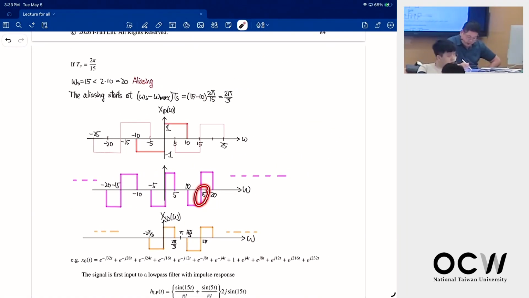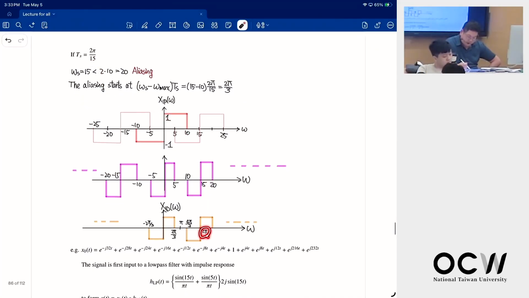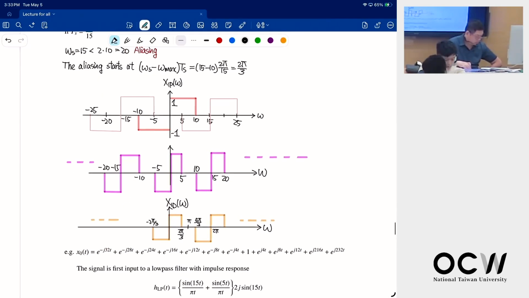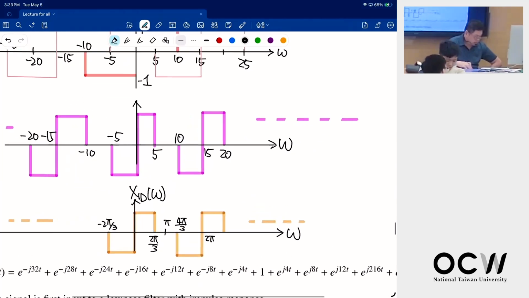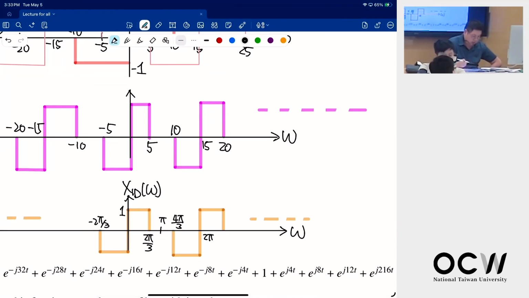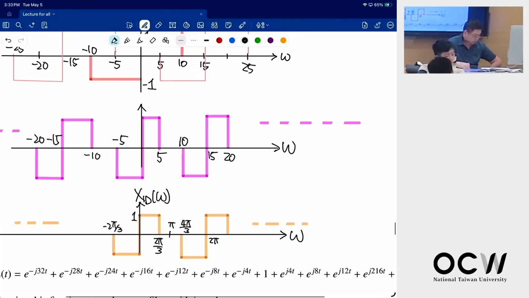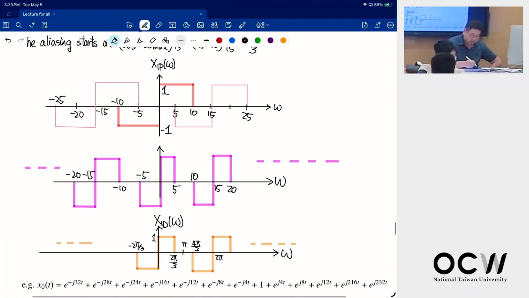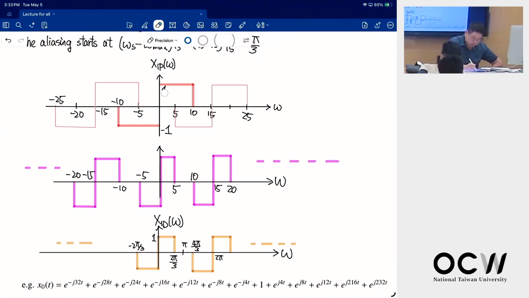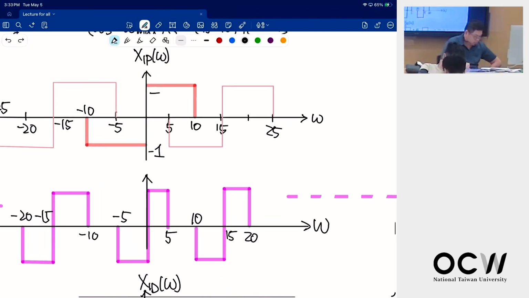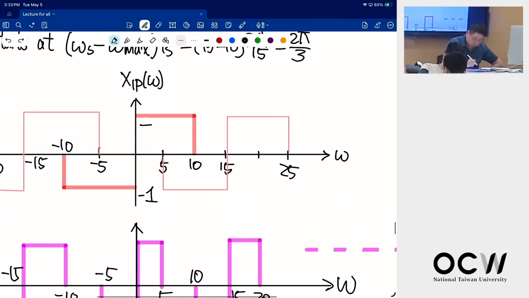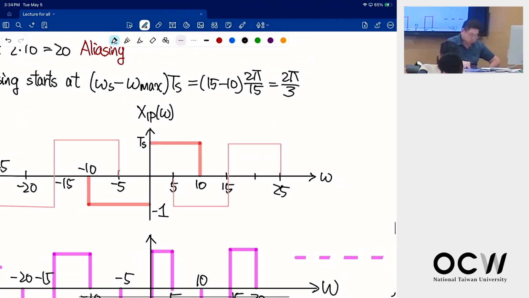Like 15 times Ts, so why? So that's why we have 2 pi here. Okay, so here will be a minus 2 pi. Yeah, what is the height? The height should be 1. Right. So I think here they got this is Ts.